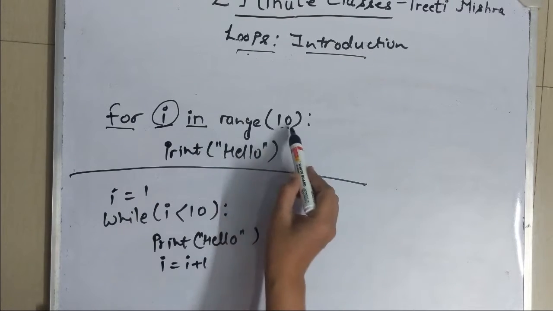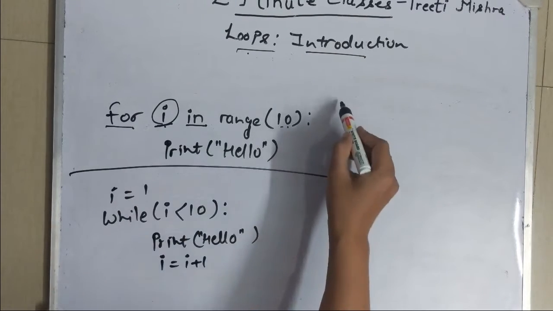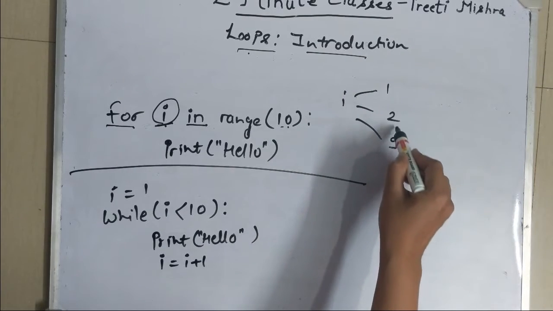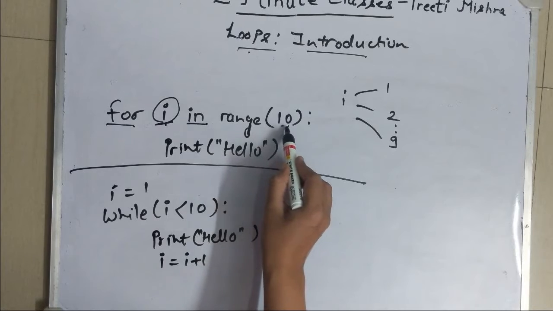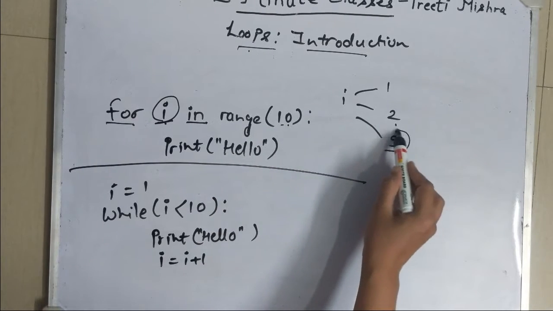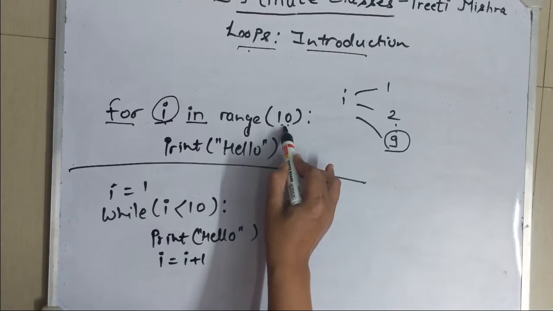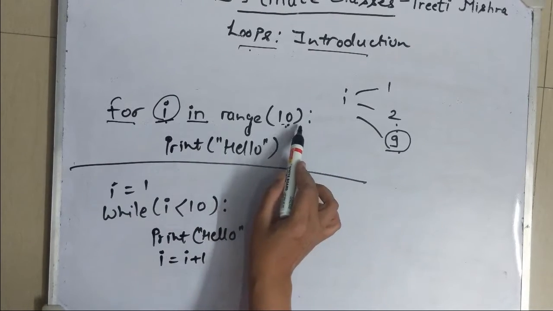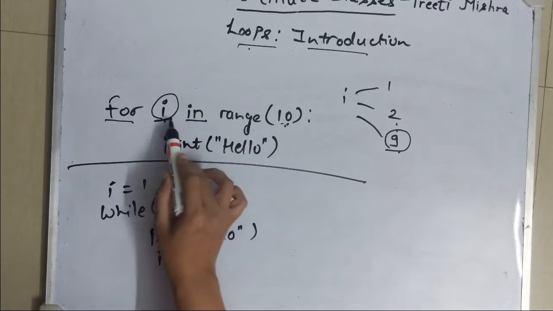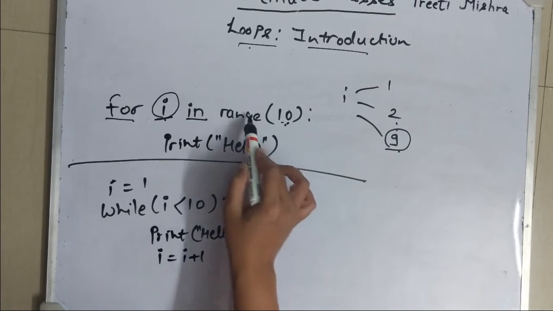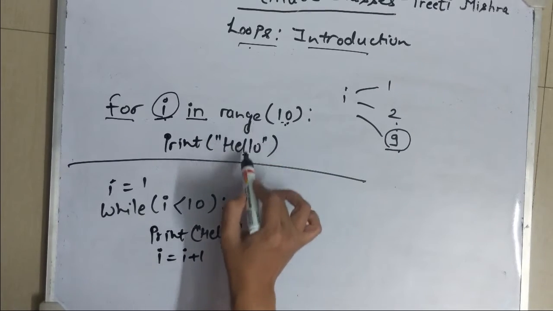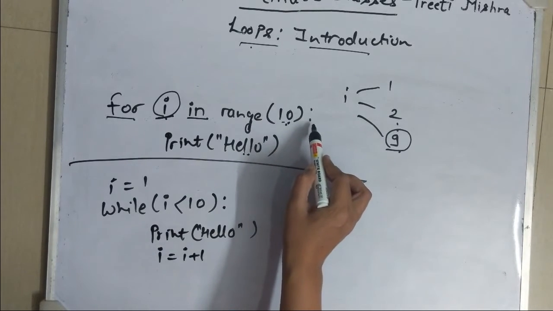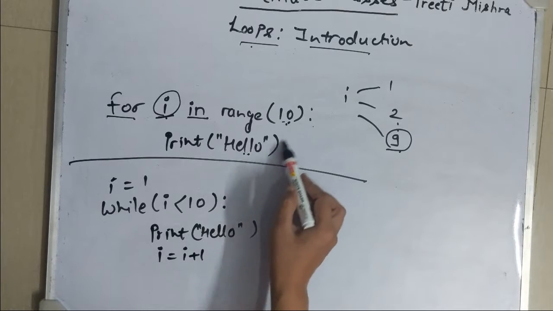What it will do is take values of I from 1 to 10. So I is going to be 1, 2, 3, 4 till 9. Whatever you write in range, it will take a value 1 less than that. So if it is 10, then it will take value 9. This will execute 10 times. It will take the value 1, print hello, then take the value 2, print hello. A for loop will have a colon at its end, which marks the beginning of the for loop body.